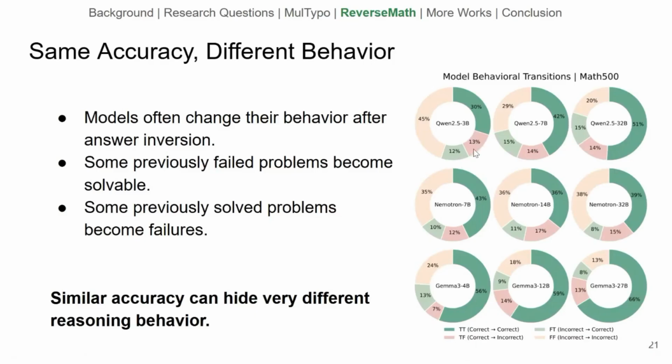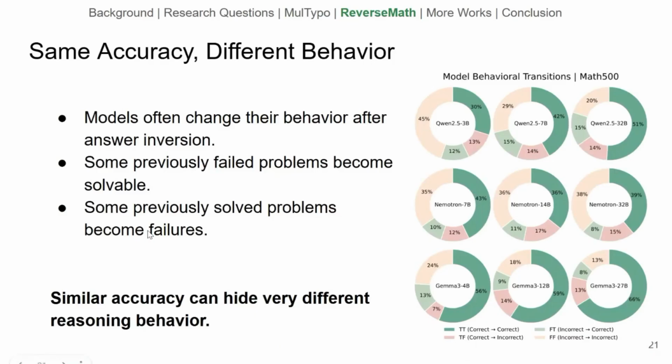And the light green means the model was previously incorrect, and after rewriting, it becomes correct. For the light green cases, previously failed problems become solvable. It could be because after our rewriting, the question became easier, so the model can successfully solve it.